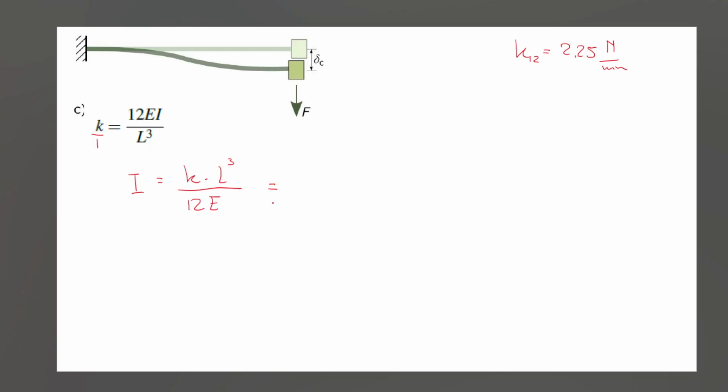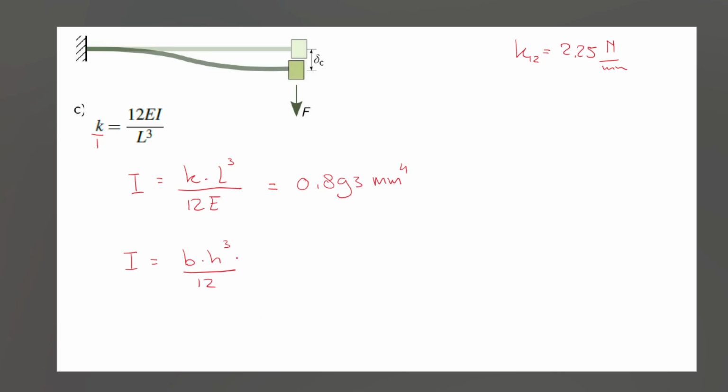It's of course 2.25 times 100 to the third over 12 times, and then we've got 210 times 10 to the power of 3, and we get an I of 0.89, well, something, 3 millimeters to the fourth. Now we also know that I is b times h to the third over 12, right?